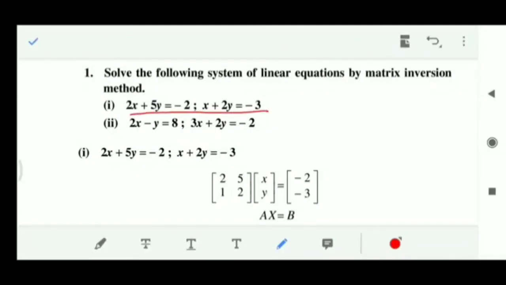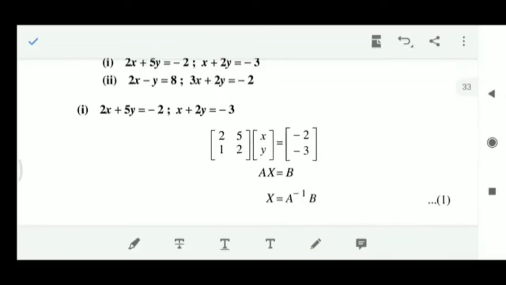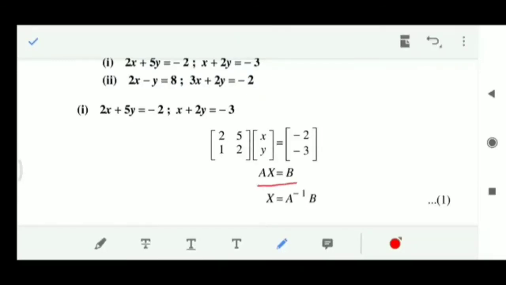In this, the first sum is 2x plus 5y is equal to minus 2 and x plus 2y is equal to minus 3. First we have to write the given system of equations in AX equal to B form. That is, A is the coefficient matrix of the two equations, that is 2, 5, 1, 2. Then the variables x, y should be taken as capital X and the right side values minus 2 and minus 3 should be taken as B. To find X, the formula is A inverse into B.